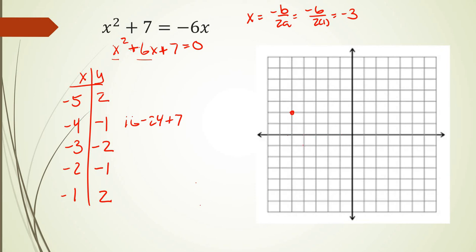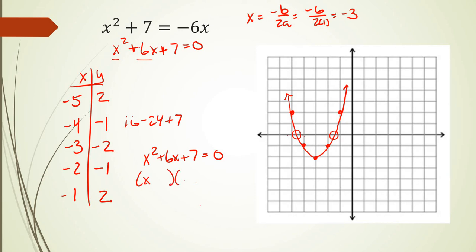So let's see what happens here. Negative 5, 2. Negative 4, negative 1. Negative 3, negative 2. Negative 2, negative 1, and negative 1, 2. Now if I plot these, I do cross the x-axis, but not on a whole number. So my x-intercepts are between negative 1 and negative 2, and between negative 4 and negative 5.